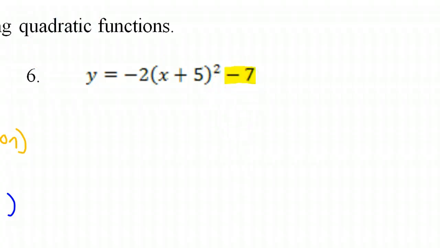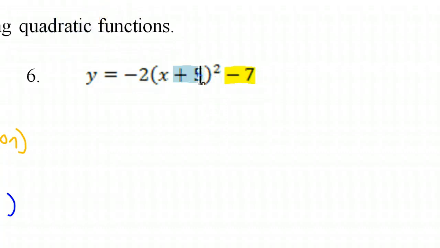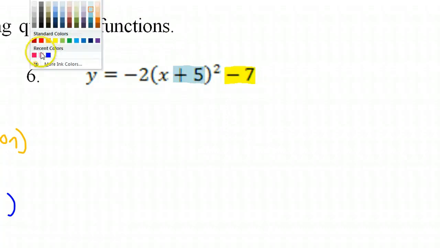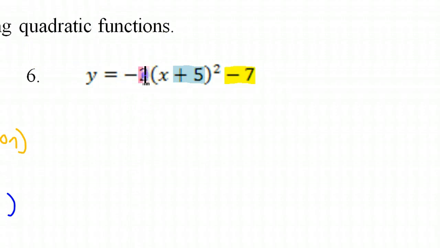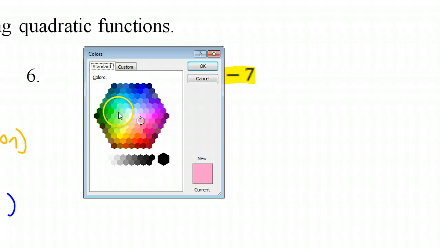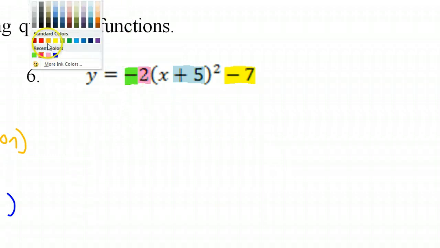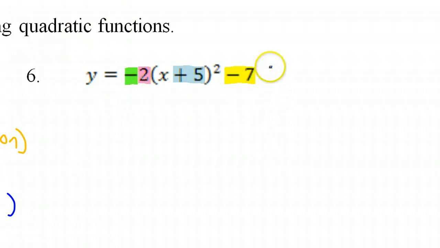I see the -7. I see the +5. I see the 2. And then the negative sign is really its very own transformation, you guys, all by itself. I need a nice green color here. Those are the 4 transformations that are happening. 4 of them. Count them. Don't miss any.